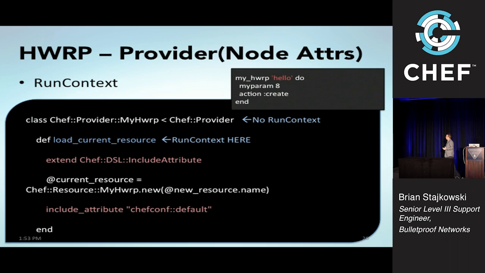Now here's actually how to access node attributes, and it has a lot to do with run context. So when you create your heavyweight resource provider, that doesn't have access to the run context. But what does is what's calling your load current resource, right? Chef itself is calling your load current resource, and it does have access to the run context. And that's what's needed by a method within the module include attribute. So I extend that module, I extend Chef DSL include attribute, I create an instance of my resource, and then I execute the method include attribute, my cookbook name, which is ChefConf, and then the file name.